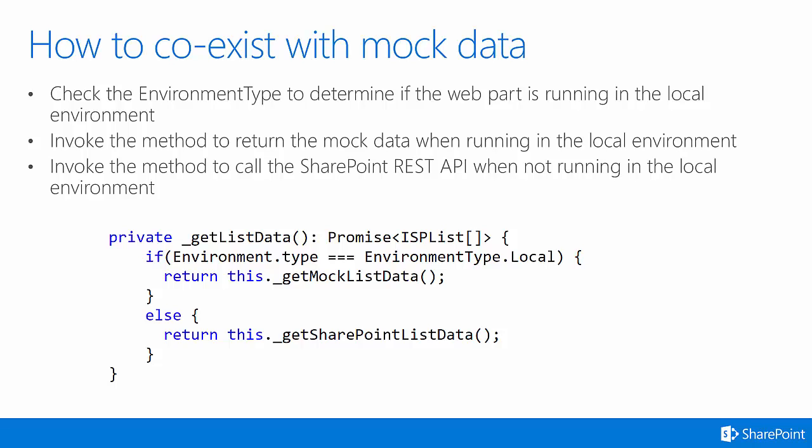You can see that here. The if statement says if environment type is equal to environment type.local, then return the mock data. Else, go call that method to return the SharePoint list data.